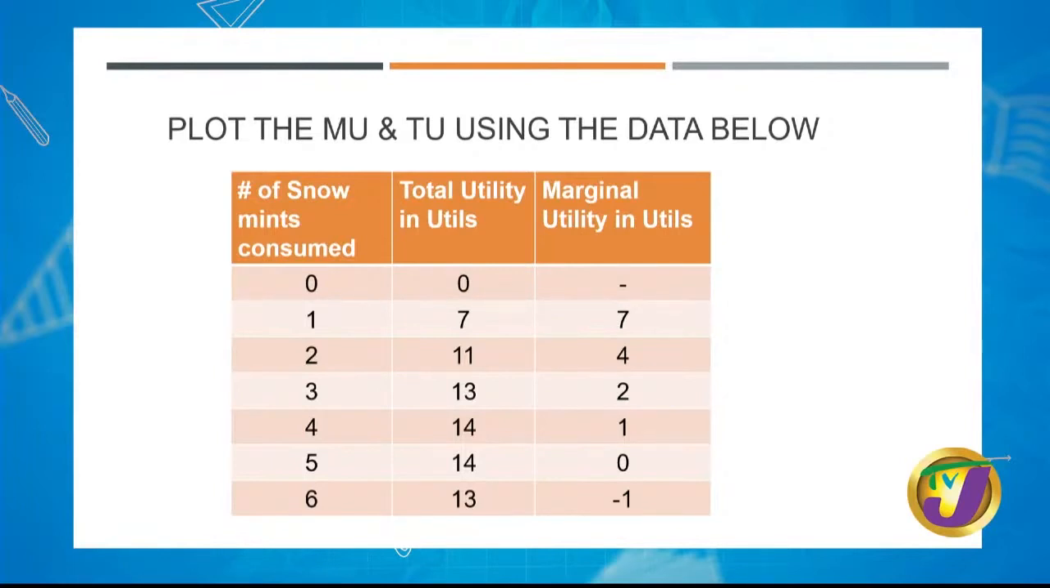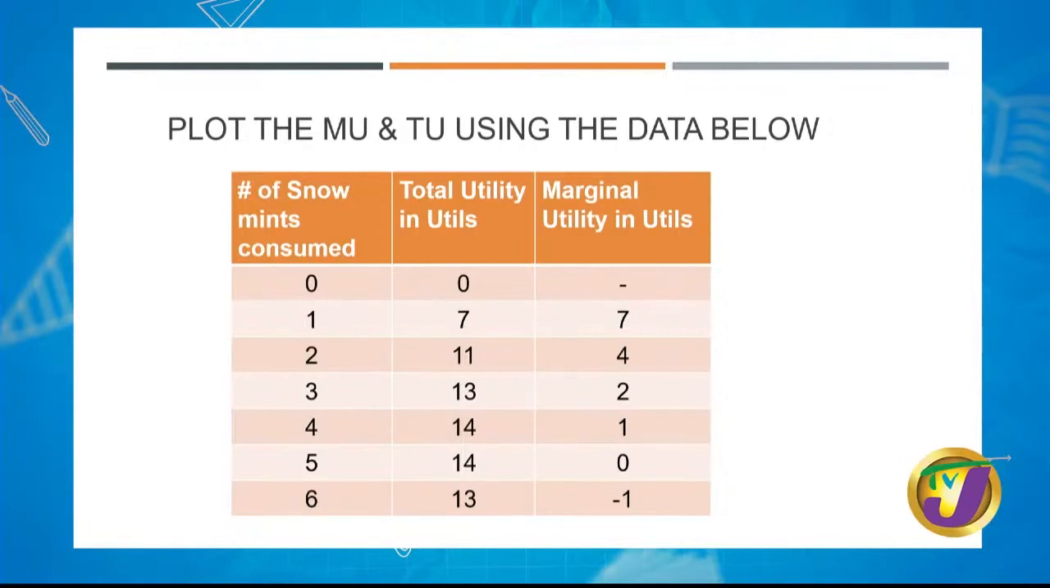And we are saying that the goods that we're focusing on are snow mints. In the table, it has 3 columns and several rows, that's about 2, 4, 6, 8. It's 8 rows. So first, we're looking at the number of snow mints. So it goes from 0, 1, 2, 3, 4, 5, 6.